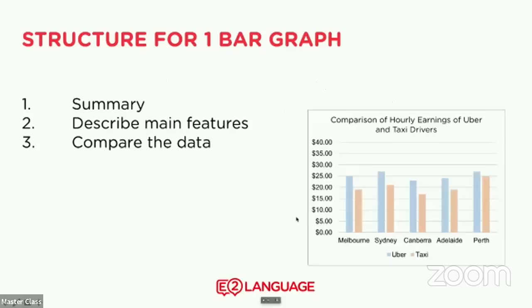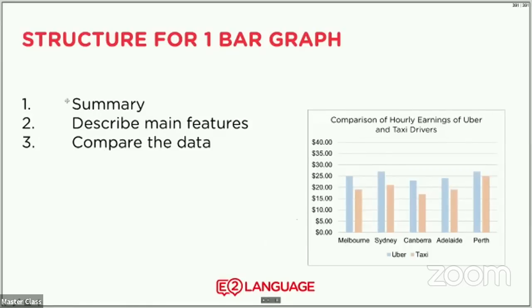But for our structure, which is just a single bar graph, we're going to do it like this. We're going to write a summary sentence. We're going to describe the main features. Then we're going to compare the data, okay? And we're going to make sure we write over 150 words.